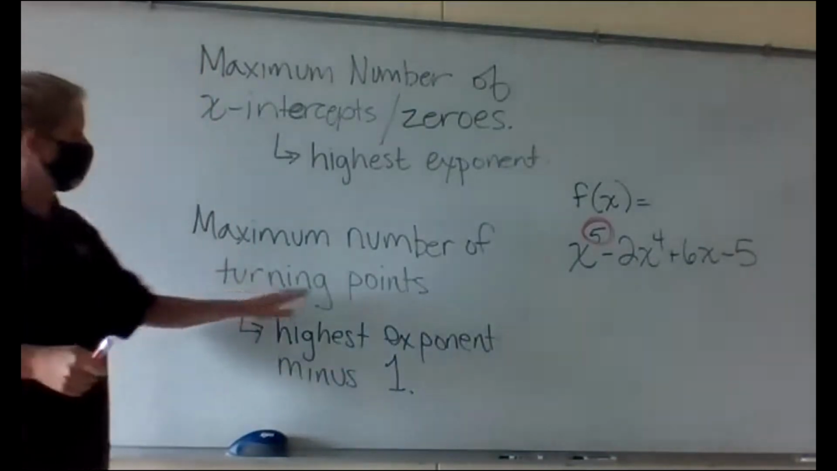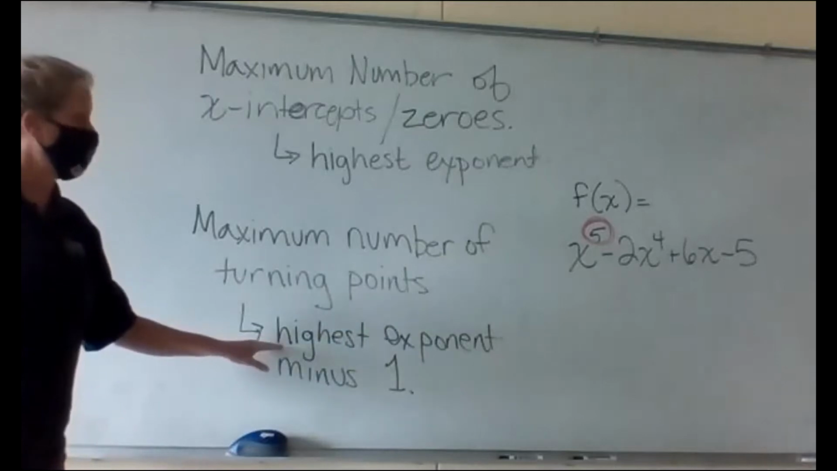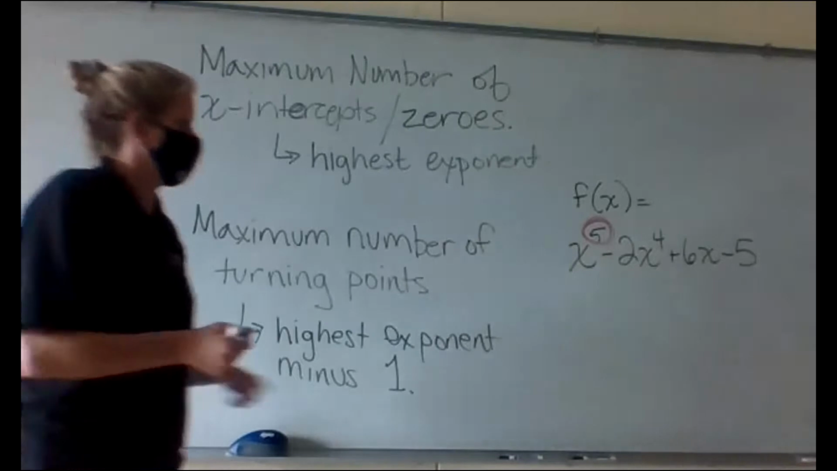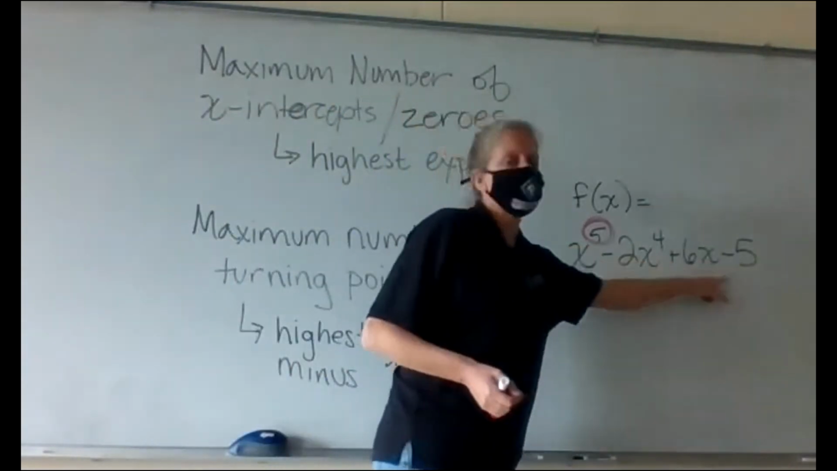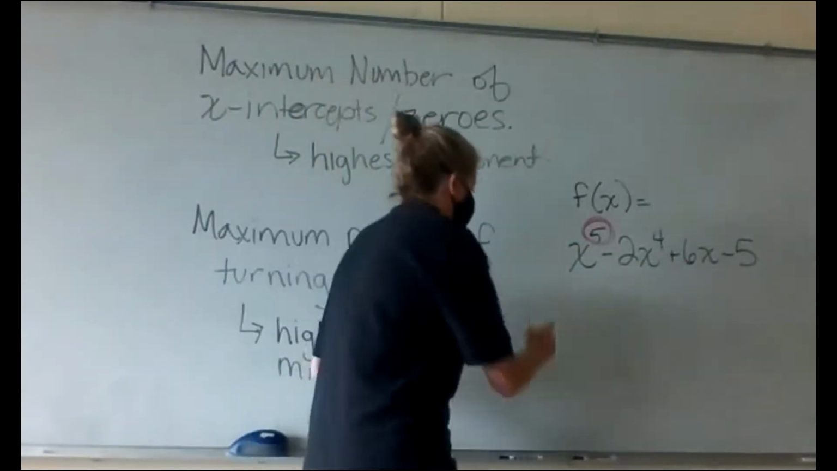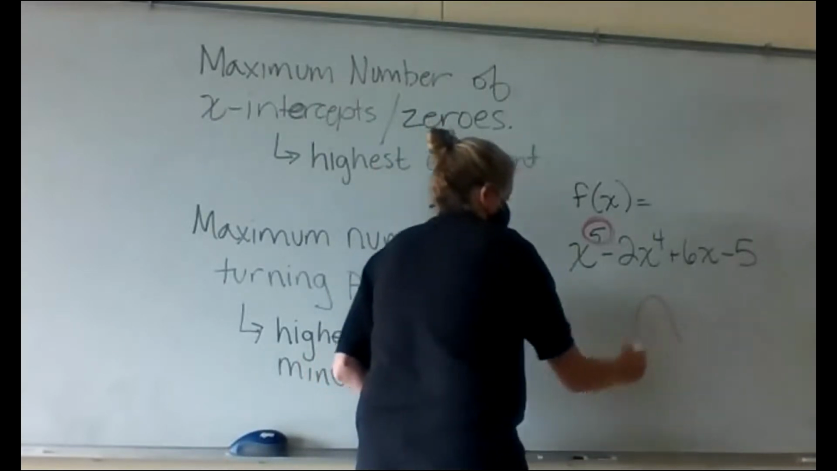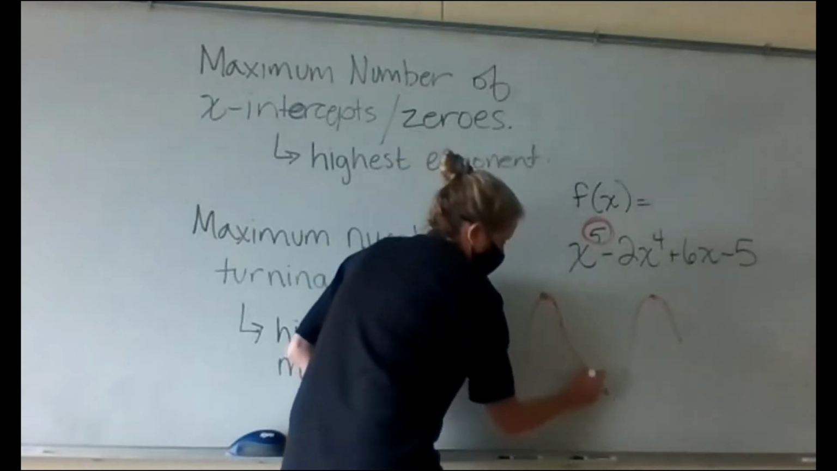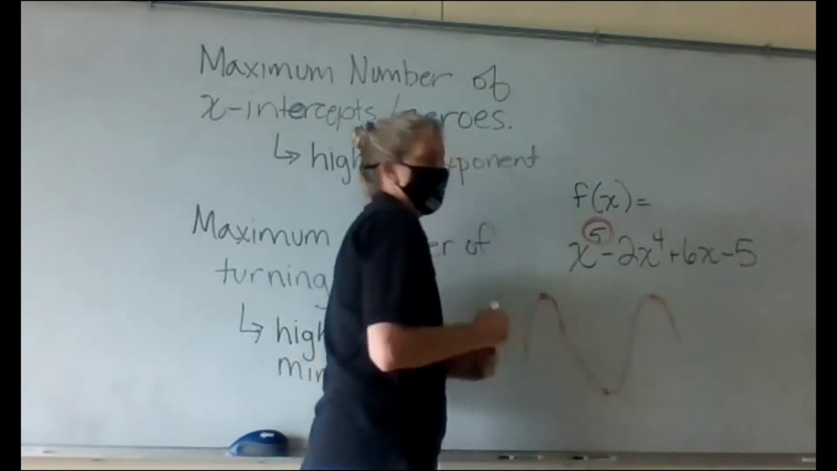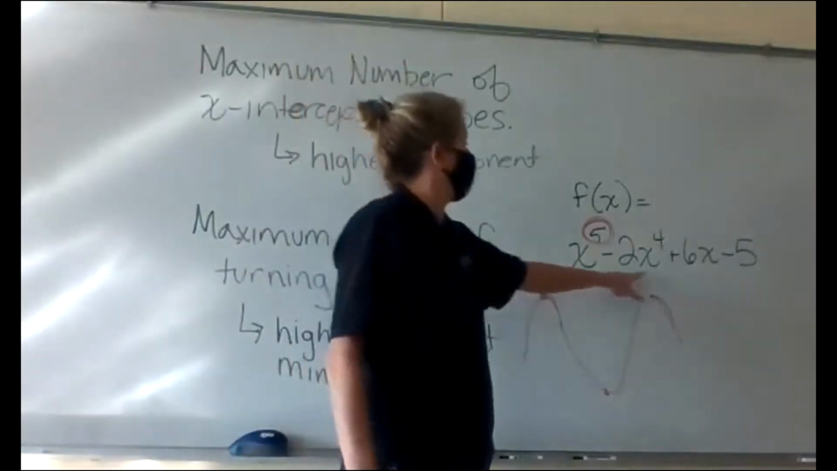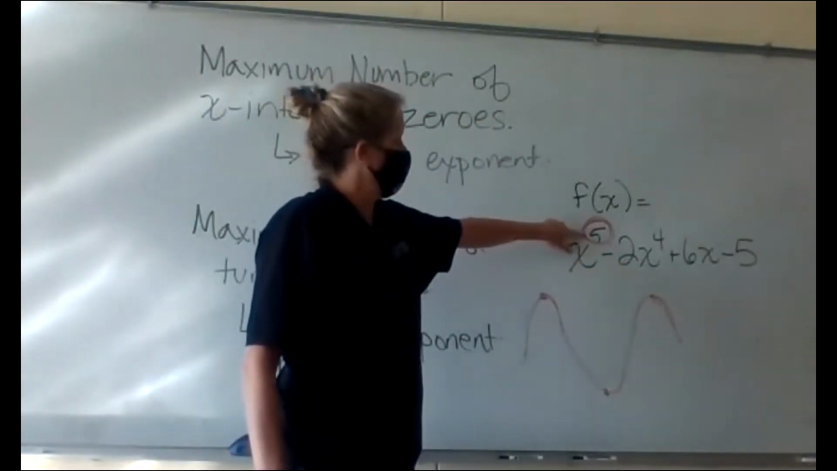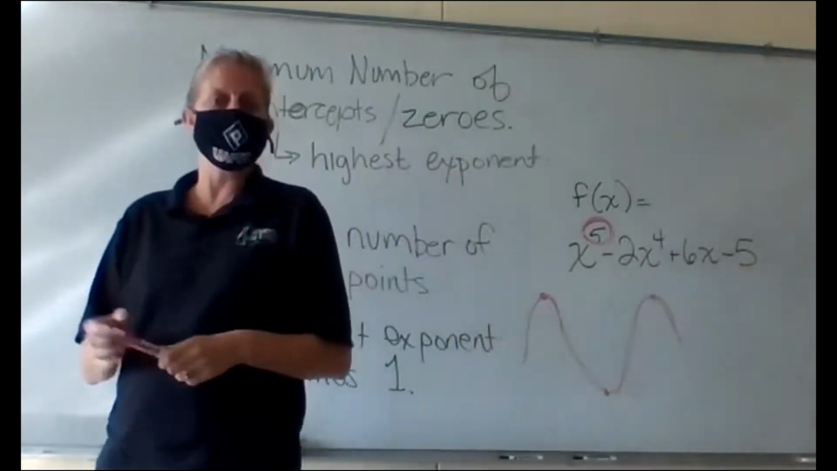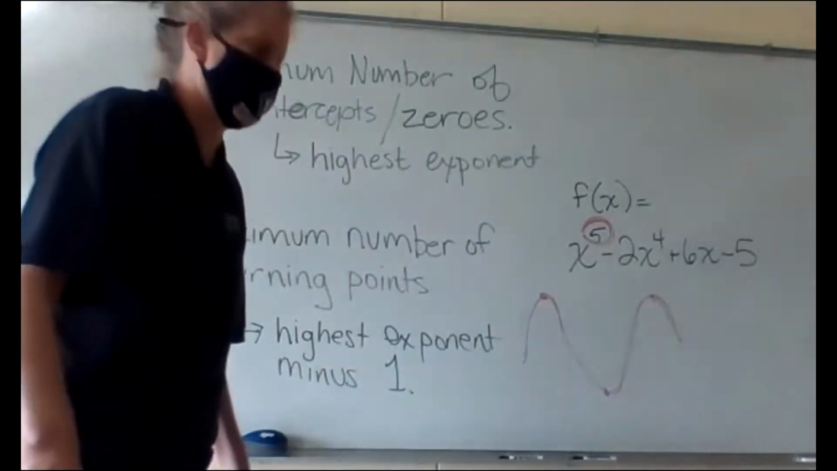Now, the maximum number of turning points is whatever the highest exponent is, minus 1, which means the maximum number of turning points this graph would have, and turning points are these points right here where the graph turns around, right? It turns here, turns here, turns here. The maximum number of turning points that this graph would have would be the highest exponent minus 1, which means it would only be able to at most have 5.